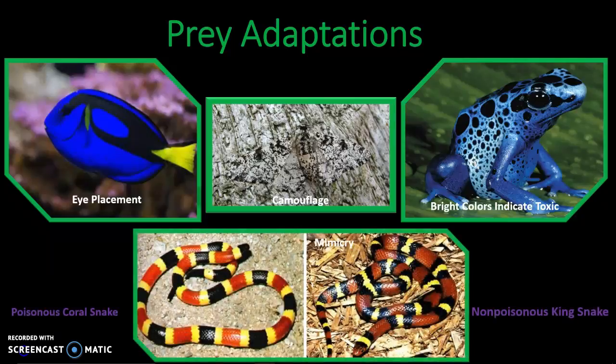And sometimes there's even mimicry, where in this case we'll have the king snake. The king snake looks very similar to the poisonous coral snake. Now, predators are going to leave both of them alone because they don't want to risk consuming the wrong snake. If they accidentally consume a coral snake, then they could risk becoming very, very sick. So this is called mimicry, when one organism appears like another species.